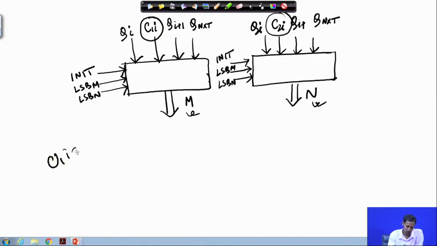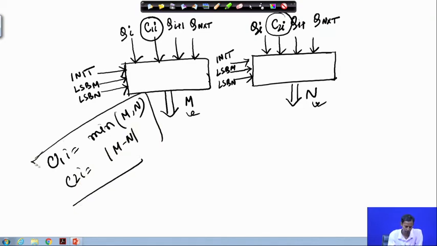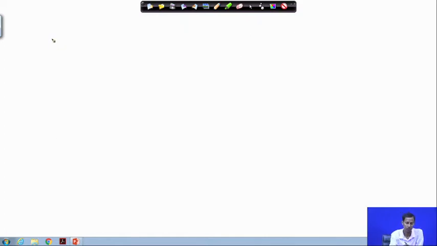What is C1i? That is the minimum of m and n, and C2i is the mod of m minus n. That means I need circuits which will implement these two functions. I need two circuits, so how can I design that? First start with C1, which is the minimum of m and n. How can I find that?